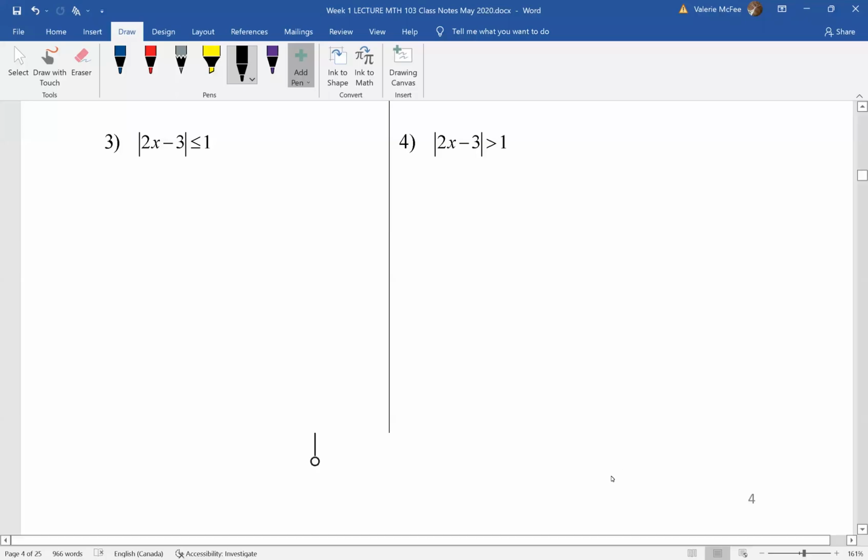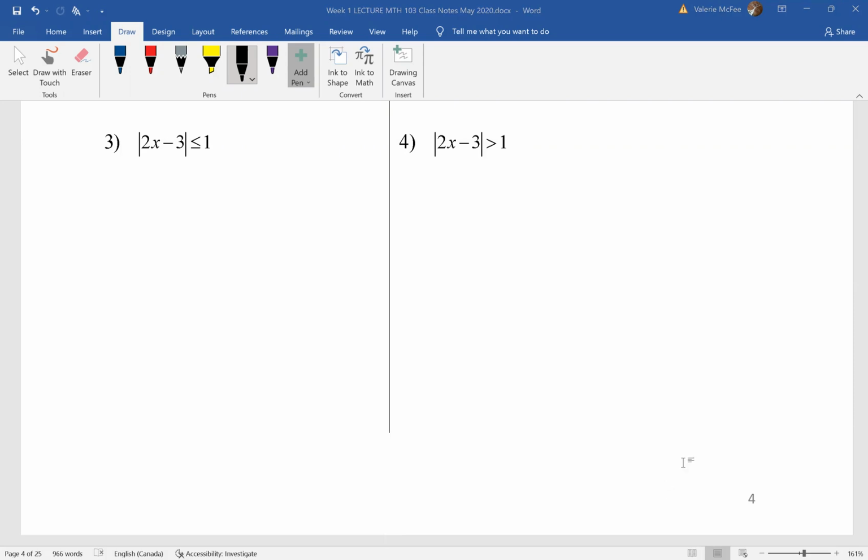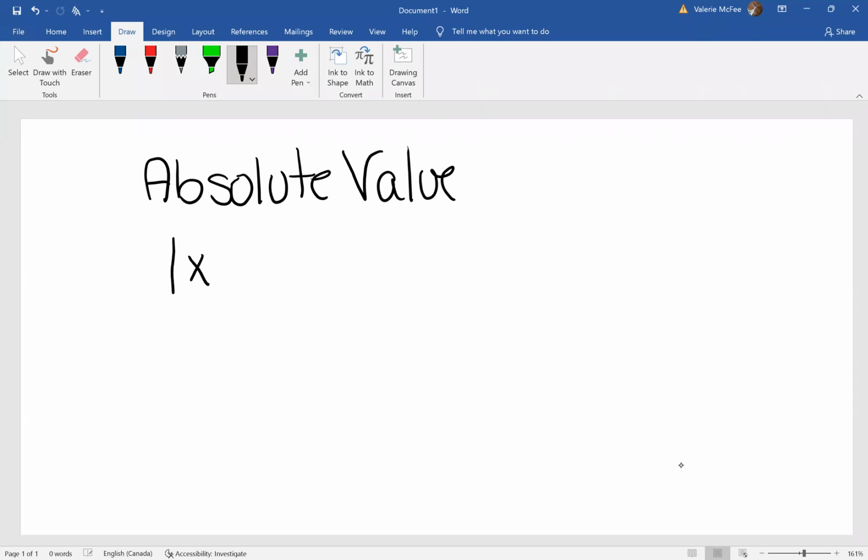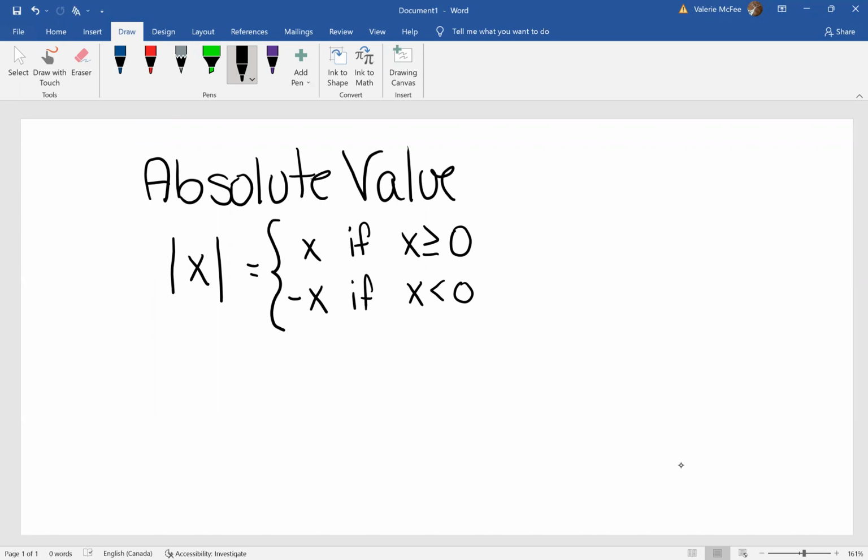The last two inequalities that we want to practice involve absolute value. Let's do a quick review of absolute value. When we're looking at the absolute value of x, we know that this equals x if x is greater than or equal to 0, but it equals the opposite of x if x is less than 0. This is known as a piecewise defined function because it has two pieces.